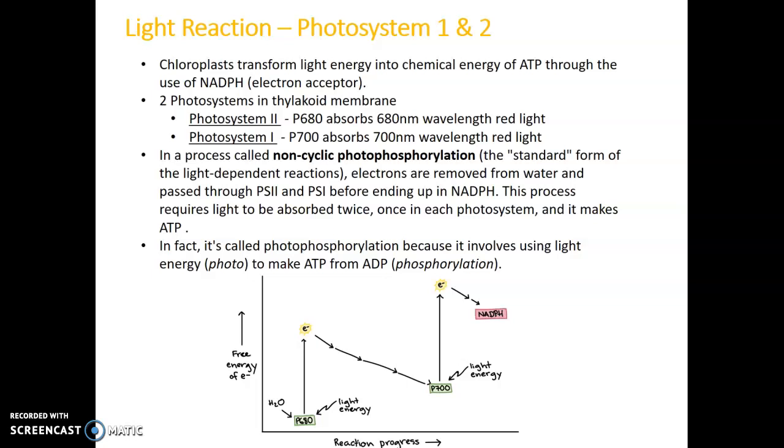In these two photosystems, a process called non-cyclic phosphorylation is where electrons are removed from water and pass through PS2 and PS1 before ending up in NADPH. This process requires light to be absorbed twice, once in each photosystem, and it makes ATP. In fact, it's called photophosphorylation because it involves using light energy to make ATP from ADP.